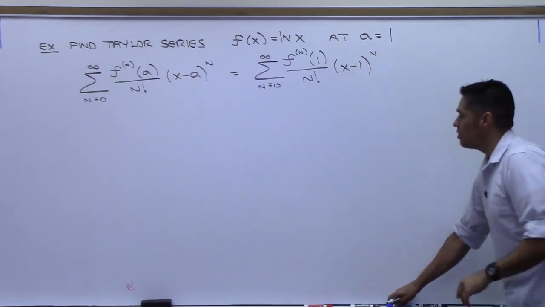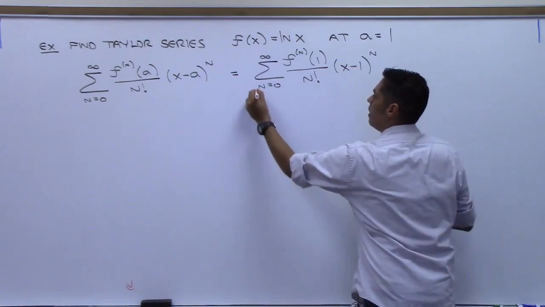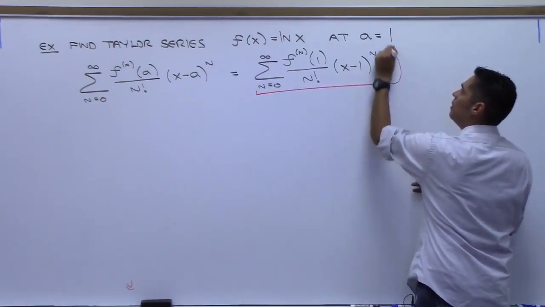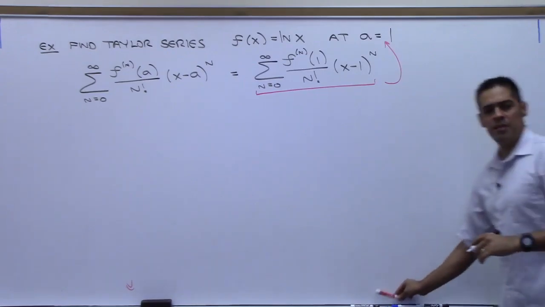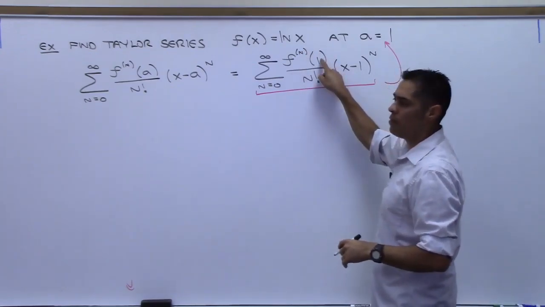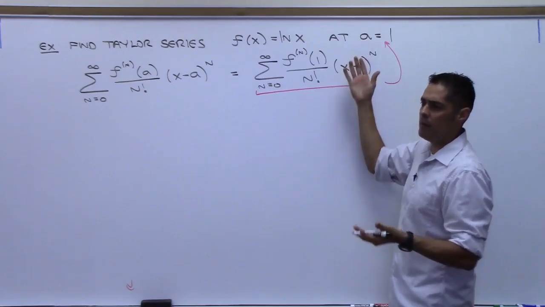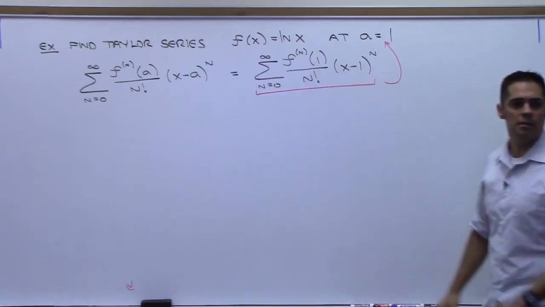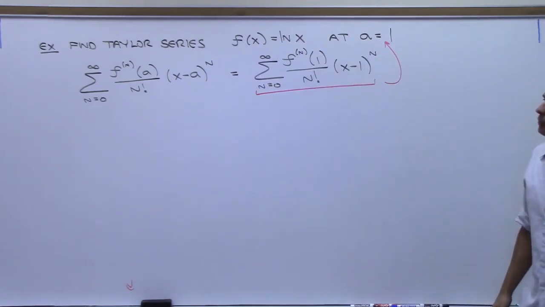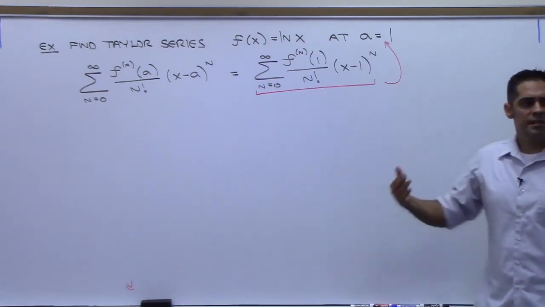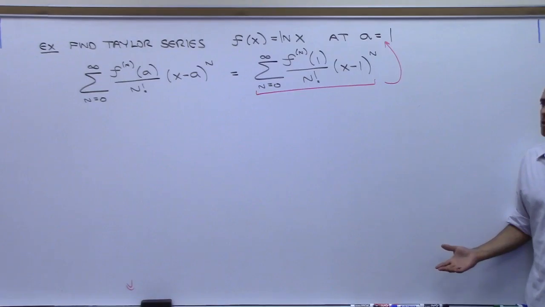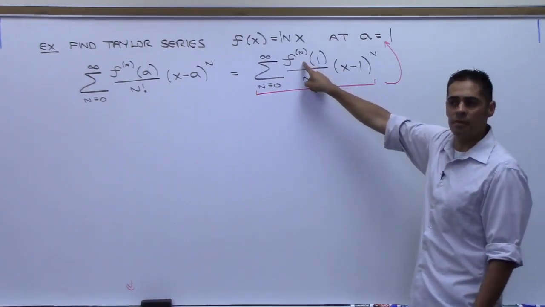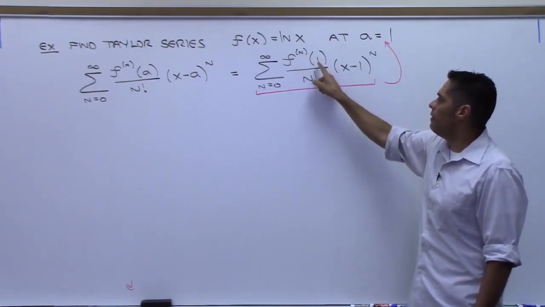All right, so this right here is specific to this particular a, right? If they gave you a different a, then you would change that to whatever it was, 2, whatever, negative 5, doesn't matter. I'm going to need to take successive derivatives of natural log in order to come up with a formula for this, because I don't know what the nth derivative at 1 is.